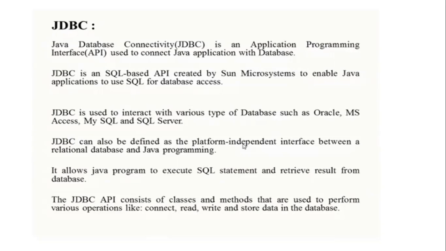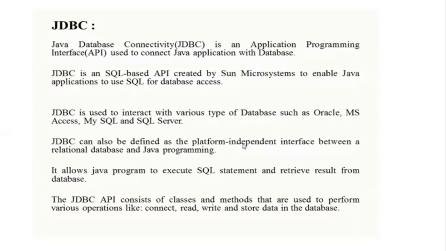So if you want to retrieve the data from the database, we have to execute the queries, that is SQL statements, to retrieve the result from the database. The JDBC API consists of various classes and methods that are used to perform various operations like connect, read, write, and store data in the database. So there are a number of operations we can perform on the database.